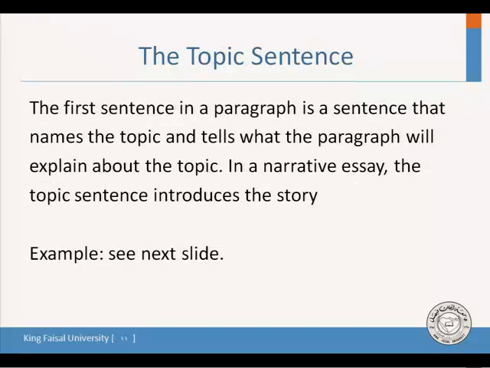Now let's talk about the topic sentence. What is the topic sentence? The topic sentence is usually the first sentence in a paragraph, and it gives us an idea about the topic, about the paragraph. It names the topic, and it tells what the paragraph will explain about the topic. In the narrative essay or paragraph, the topic sentence introduces the story. It comes at the beginning of the story.